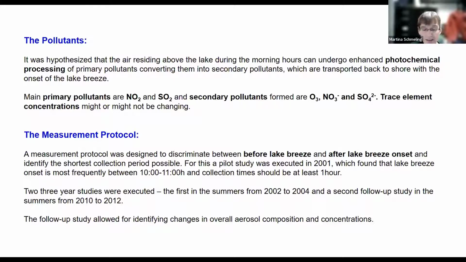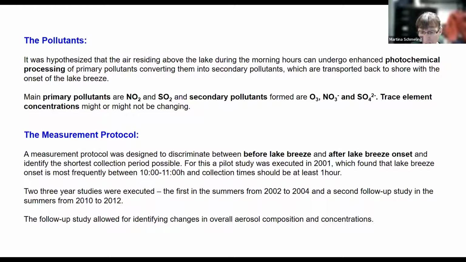And you will see later, this is a 2 and a 3 hour protocol. 2 3-year studies were executed. The first were in the summers between 2002 and 2004. And the second, we did a follow-up. In the middle, we did a couple of other things in between those years, and so we did the follow-up studies between 2010 and 2012.